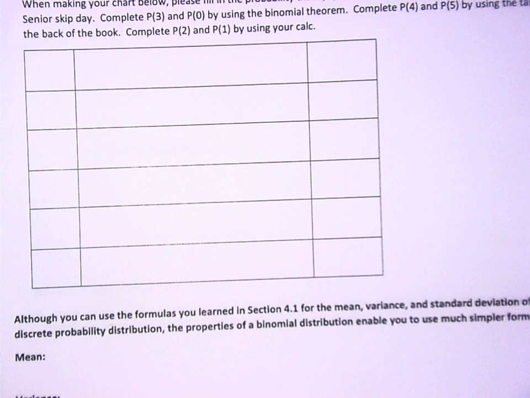You ready for this? Leah, Allie, Kelsey, Maddie, and Sierra are hanging out together. They're talking about whether they're going to come to school on senior skip day or just stay home. They decide that each of them has a 60% chance of coming to school.